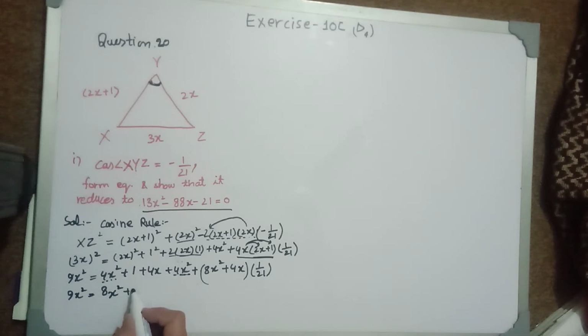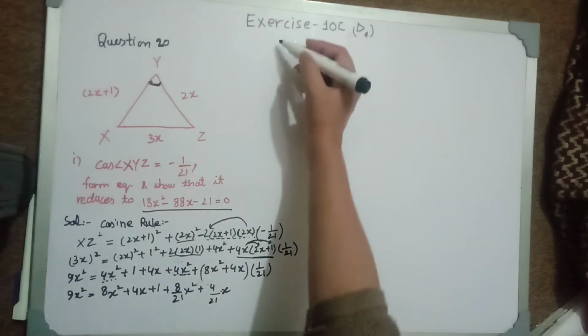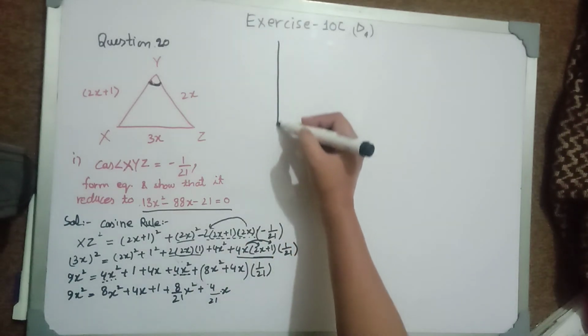Plus 4x plus 1. Now I'm going to multiply 1 over 21 with these two terms, and then I'll get 8 over 21 into x square plus 4 over 21 into x, right? Now let's write the terms with similar variable on one side and just simplify them.